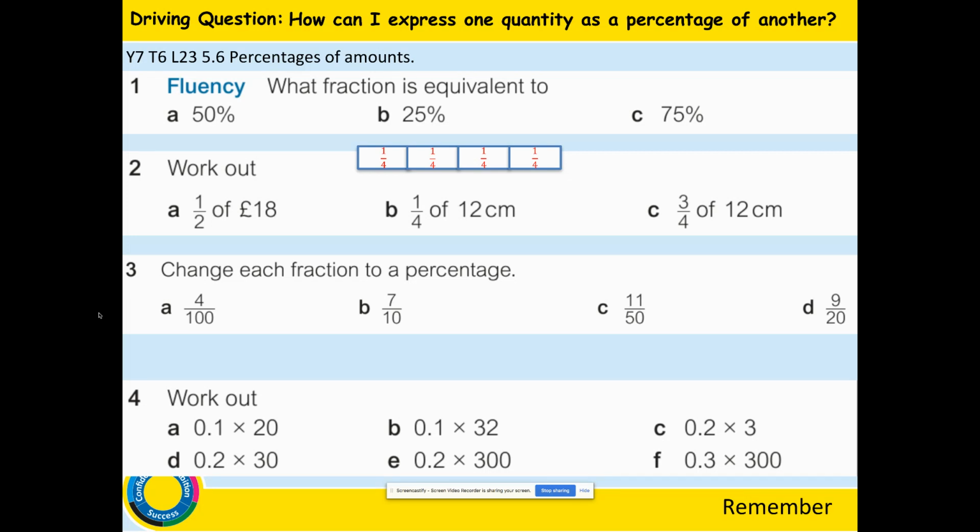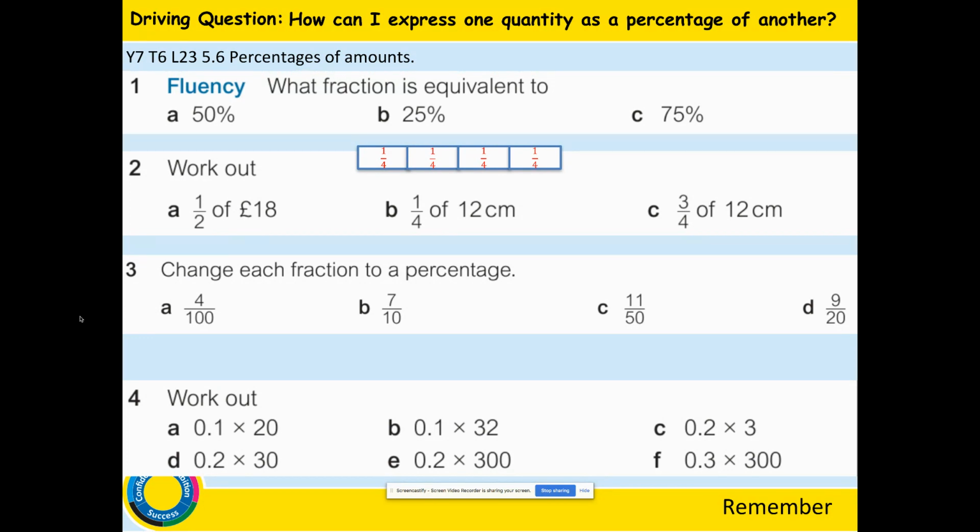Term 6, Lesson 23, Unit 5.6, Percentages of Amount. Here's your remember task. Give these 4 questions a go, press pause on the video and press play when you're ready to carry on. Okay, let's go through the answers.